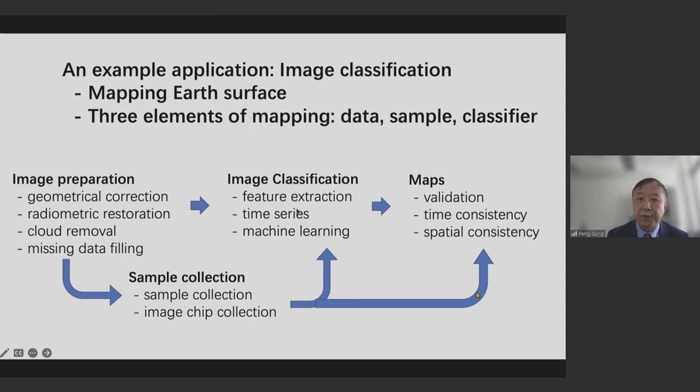So this is a basic review. The three critical components or elements in mapping are, first, data. We need to prepare them as good as possible, as consistent as possible, so that the more consistent we can produce the data into their original physical condition, the easier it is for us to use samples collected at different times and still apply them to the data. And the classifier is used by taking the samples, training the classifier, applying it to the data, eventually to derive the maps for us. And the samples can also be used to validate maps. So of course, they need to be independent sets of samples.